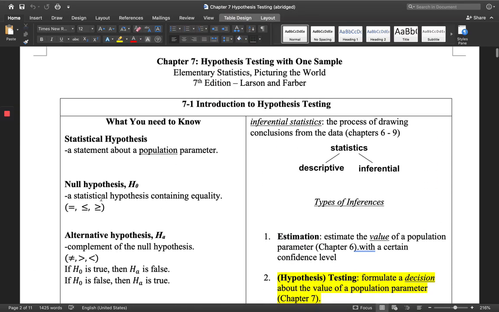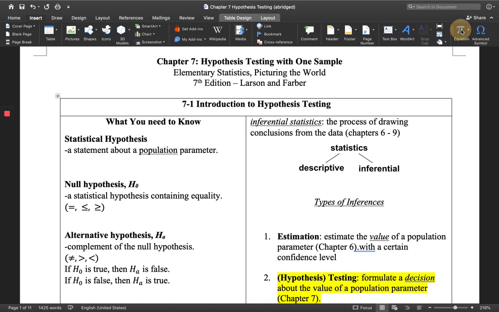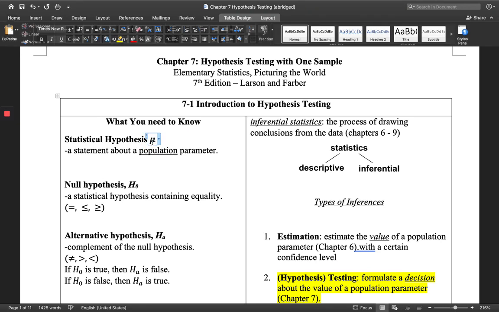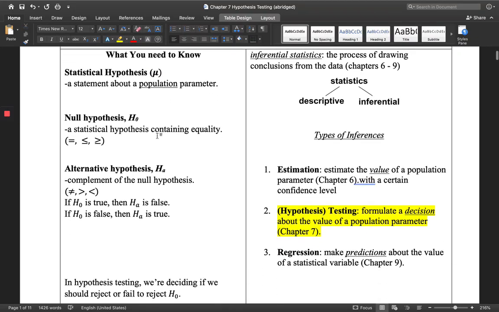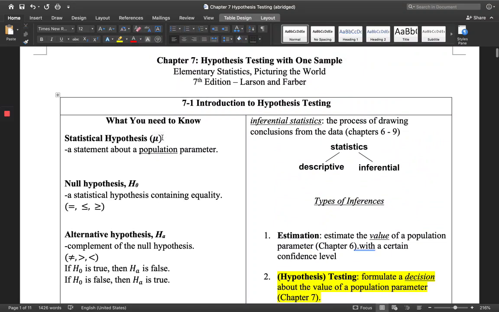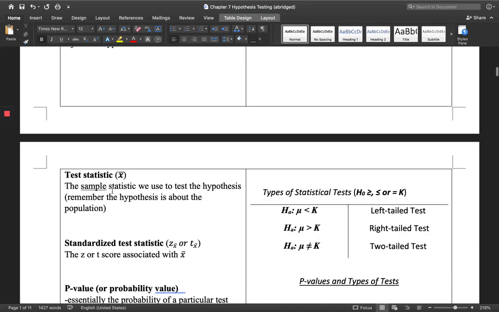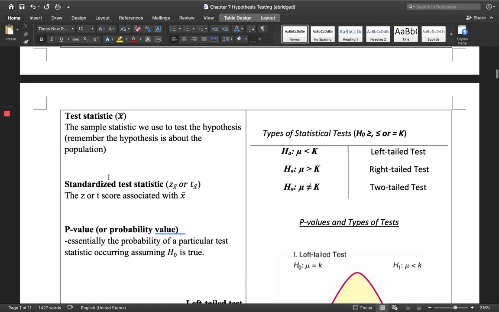In fact, over here, I should probably type in mu. Let me do that right now. There you go. So what do we mean by the test statistic? We're just estimating the statistical hypothesis, which is about mu. The test statistic, for us, is X bar. That's the mean for the sample, right? And remember, the hypothesis is about the population, so the mu value.